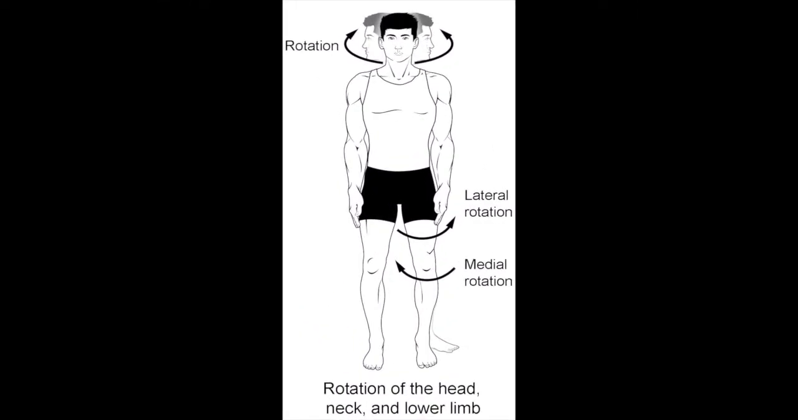In rotation, a bone revolves around its own longitudinal axis. One example is turning the head from side to side, like when you shake your head no. Another is turning the trunk from side to side, while keeping the hips and lower limbs in the anatomical position.